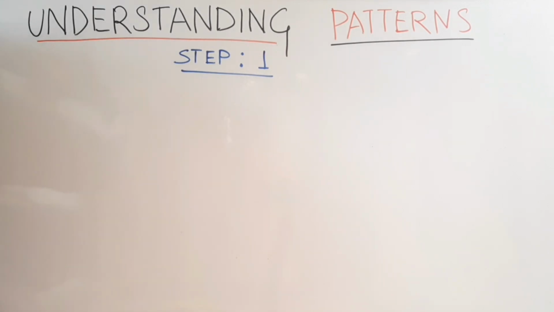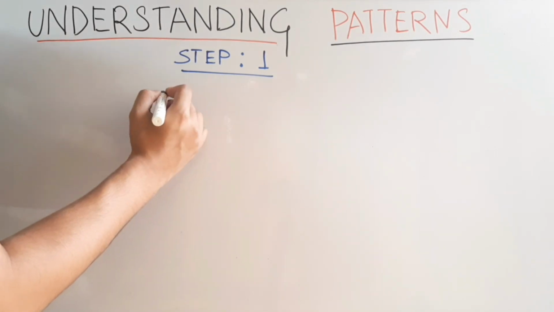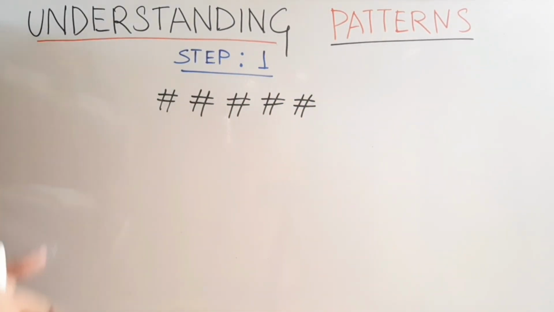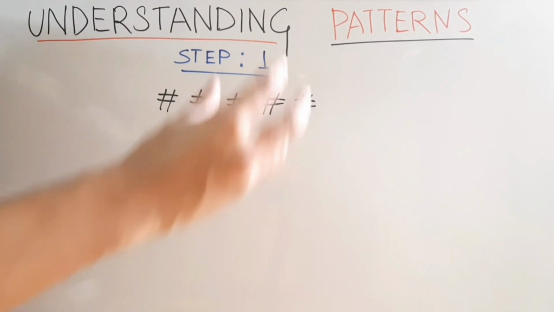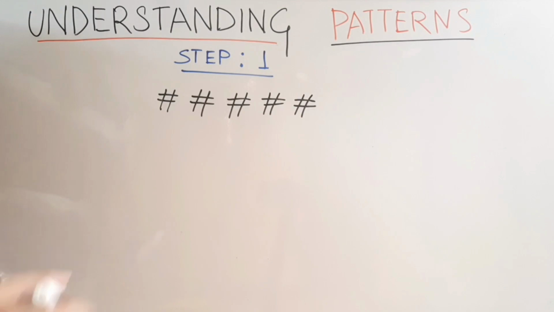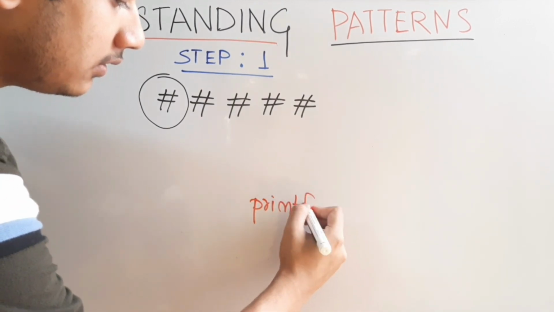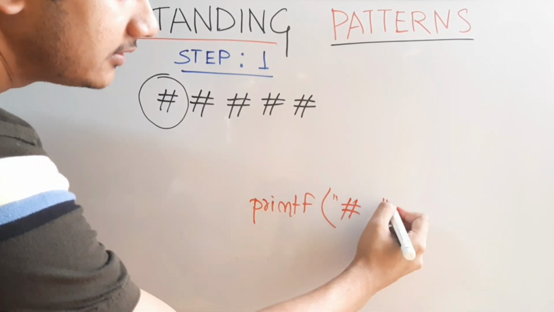So in step 1, I am going to consider a pattern involving 5 hashes in a single row, like this. Now how do we generate a pattern like this? Let's focus on the smallest element of this pattern, that is hash itself. So what we are going to do at first is print hash along with a space.